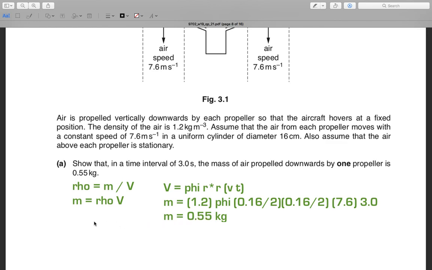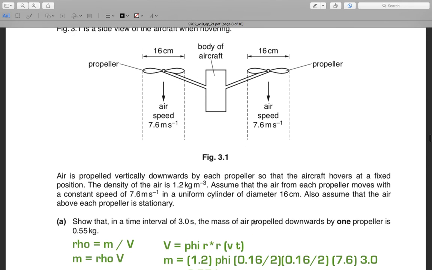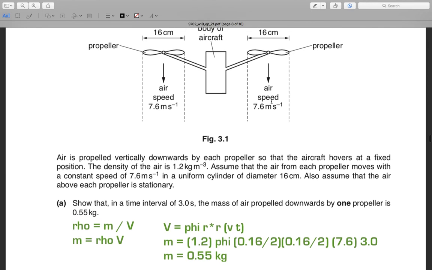1.2 as the rho, yeah, 1.2 as the rho. π times r, where r is 0.16 divided by 2 because 16 is the diameter in centimeters, and we change it into meters, 0.16 divided by 2, that's the radius. Then this is squared, and times 7.6 is velocity, and 3 is time. Yes, velocity times t equals distance here.